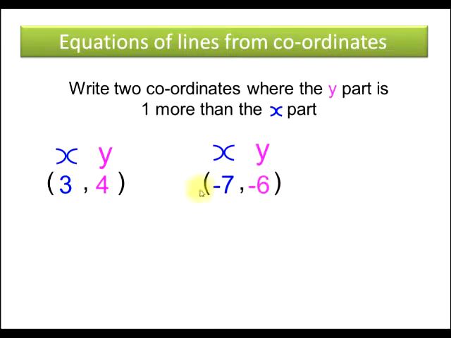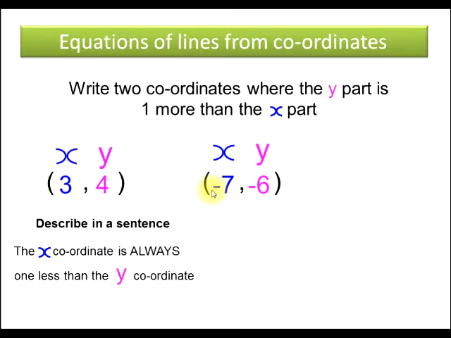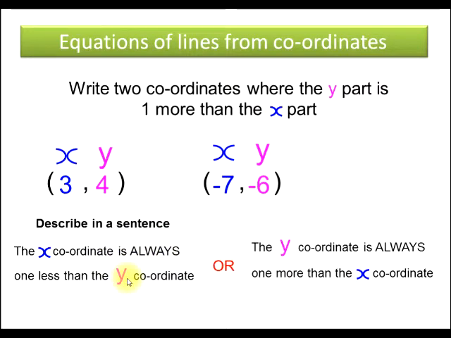Now, this is a sentence, but what I'm going to ask us to do now is describe it in maybe a different way. So here we could say that the y is one more than the x, but what if we started with the x? You should be able to see that it's one less in both cases. So we say the x coordinate is always one less than the y, or like the question said, the y is always one more than the x.